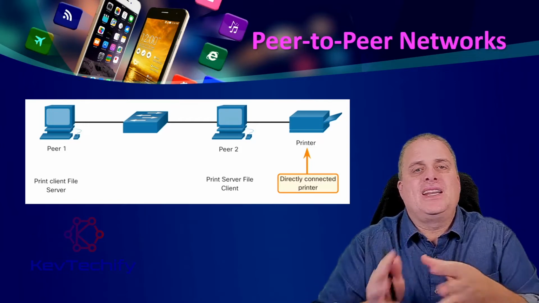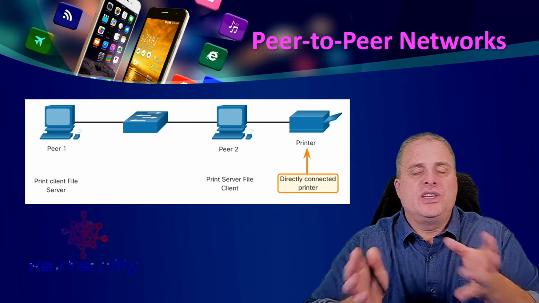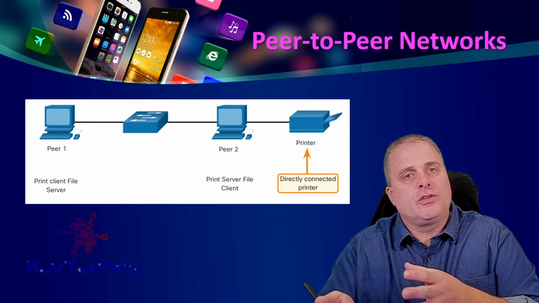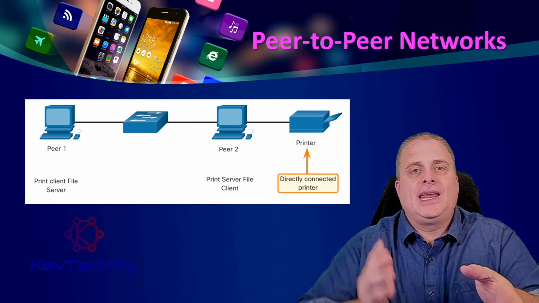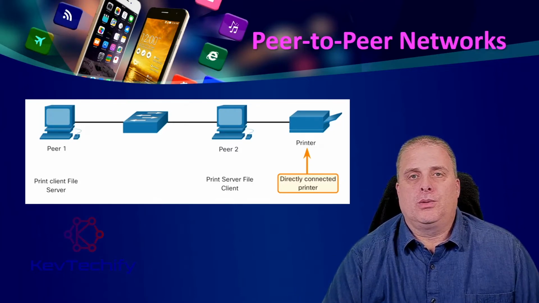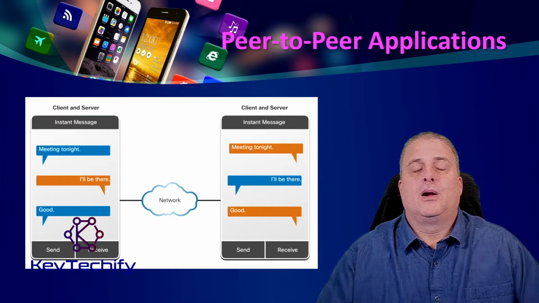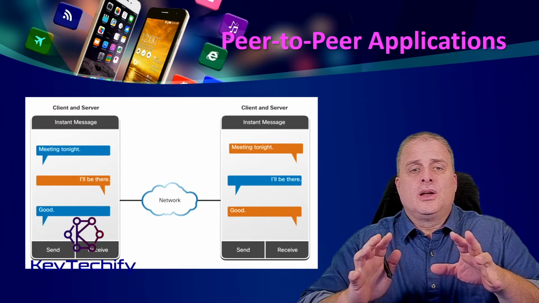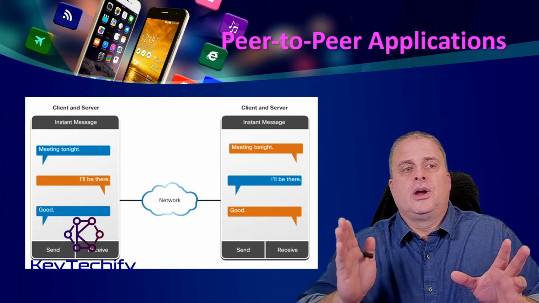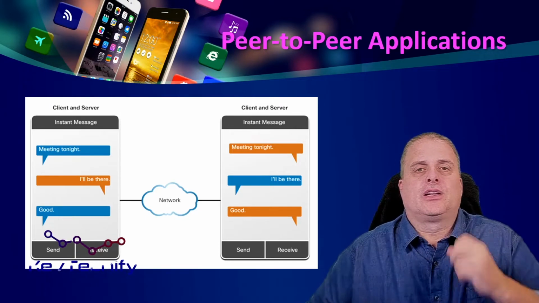There is no main server to control everything, so these devices can be a client or a server, or they can be both at the same time, sending and receiving data in a peer-to-peer network. A peer-to-peer application allows both devices to act like a client or a server.